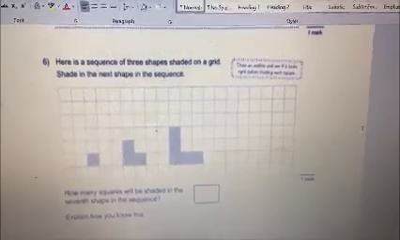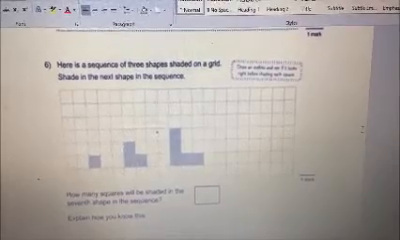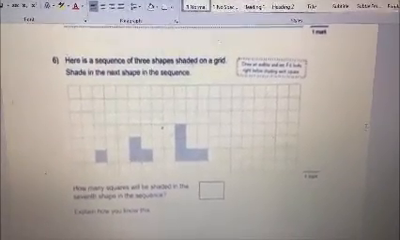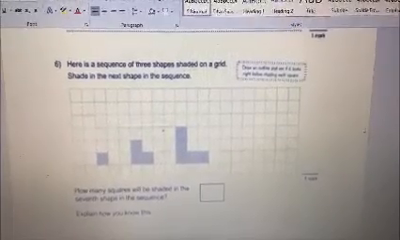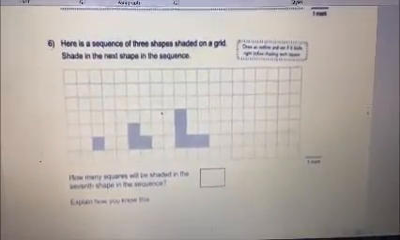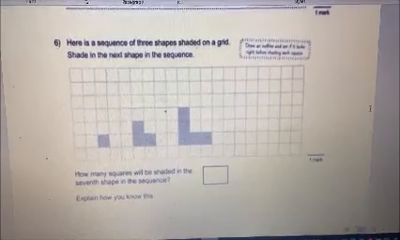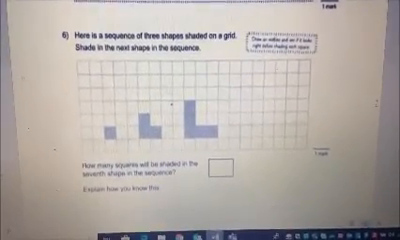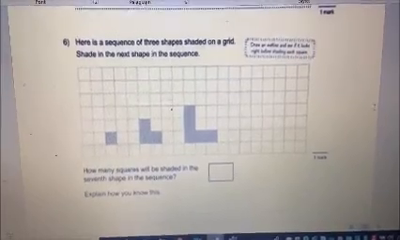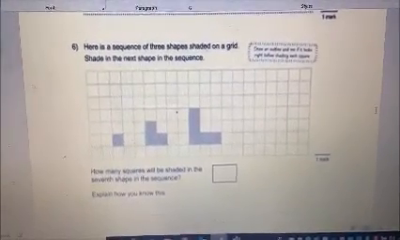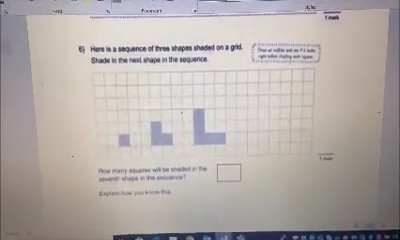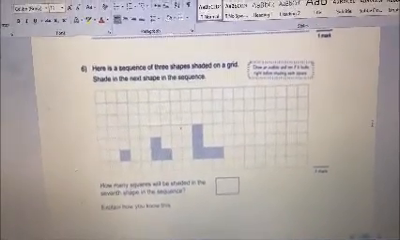Number 6, it says, here's a sequence of 3 shapes shaded on a grid. Shade the next shape in the sequence. How many squares will be shaded in the 7th shape? So to approach this problem, the first thing we need to do is convert these shapes into a sequence. We want to know how many squares are going to be shaded. So we're going to look at the squares that have been shaded in the first 3 shapes, and that can give us the rest of the sequence.